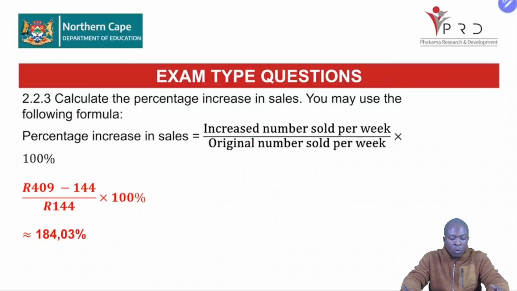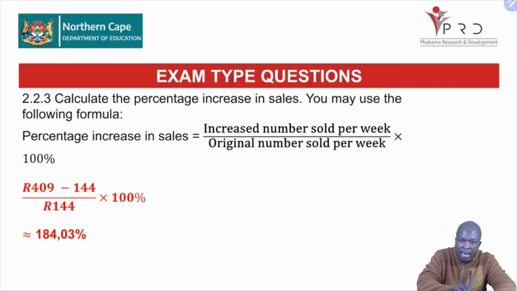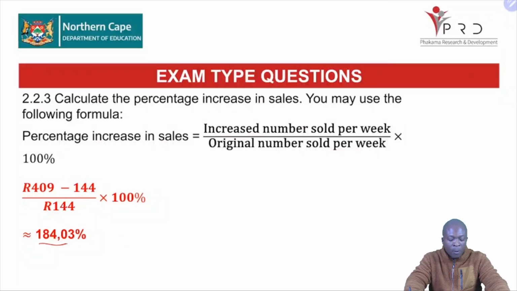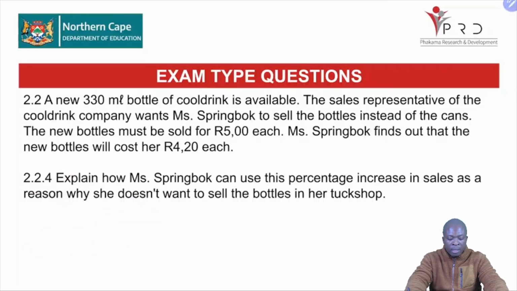All right, so this is how I wanted you to work it out. We have our 409 minus 144, meaning new minus old, divided by old. It means the percentage increase is what? 184%. Let's take question 2.2.4.